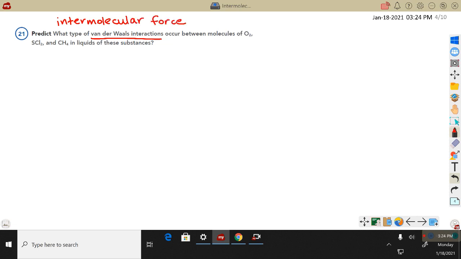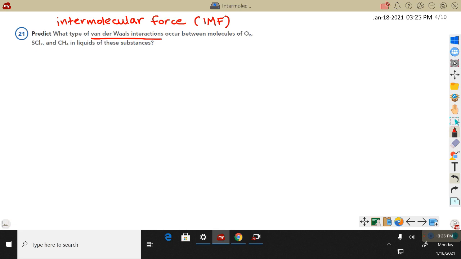Intermolecular force. Sometimes we can even abbreviate. If you want to abbreviate, it's commonly just referred to as an IMF in the chemical world. If you ever just write IMF, we know that you mean intermolecular force. Okay, what type of intermolecular force occurs between these types of molecules?